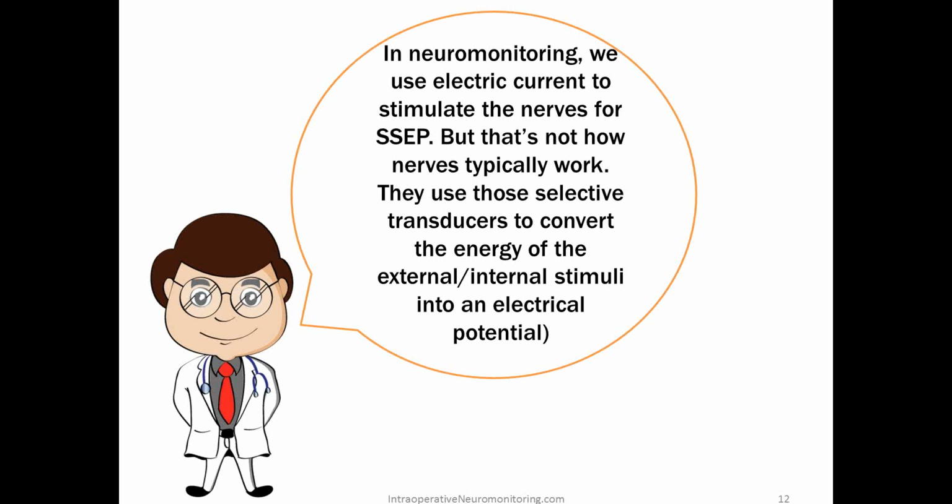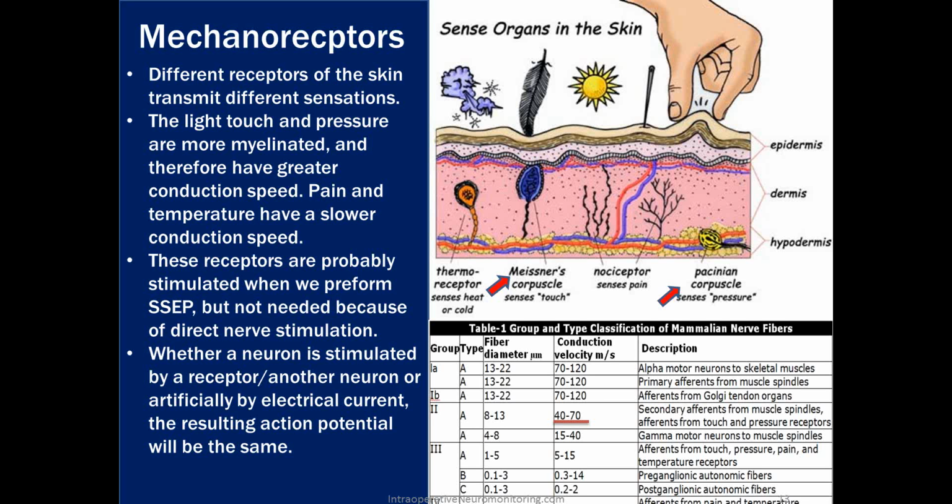So in neuromonitoring, we use electrical current to stimulate the nerves for SSEP, but that's not how our nerves typically work. They use those selective transducers to convert the energy of the external or internal stimuli into an electrical potential. So when we're running SSEP, we bypass the receptors. It goes straight to stimulating the axons itself, and then it just travels up that same pathway. But we should still know the receptors for the CNIM.